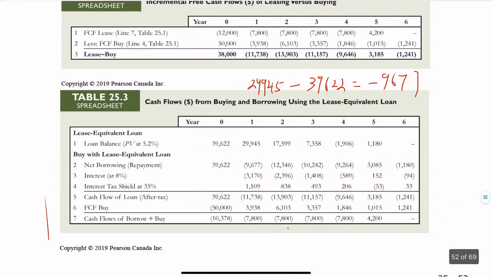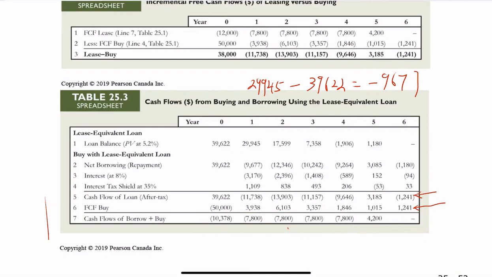So again, our goal here is we want to find out the firm's free cash flow if the firm buys computers with the lease equivalent loan. To do this, we will add up two streams of cash flows. The first stream is the firm's incremental cash flow purely because of using debt. And the second stream of cash flows is the cash flows from the firm buying computers without debt.